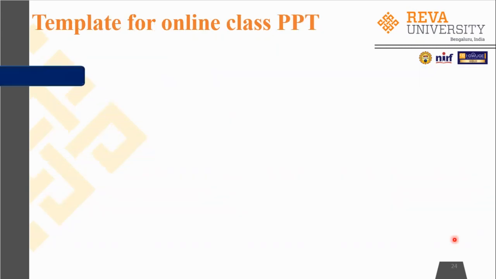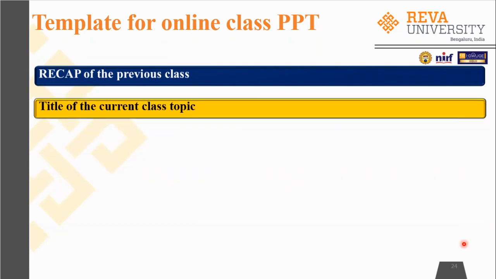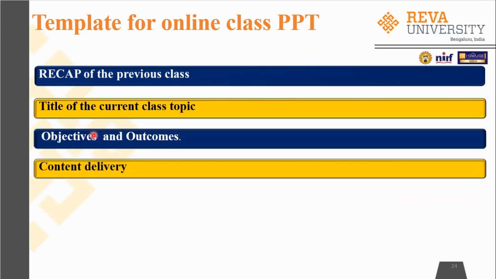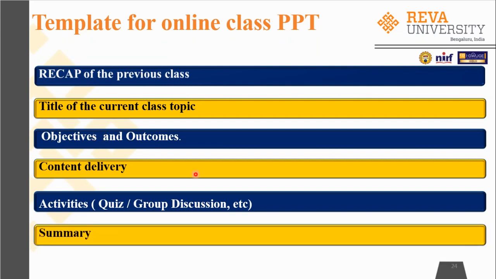A sample template for an online class. It should begin with a recap of the previous class, then write the title of the current class topic, then write the objectives and outcomes, then content delivery should be there, then the activities involved in the lecture or session, like quiz, group discussion, flipped class, interactive, and so on. Then at the end, you summarize all the points which you had covered during that particular class or lecture.